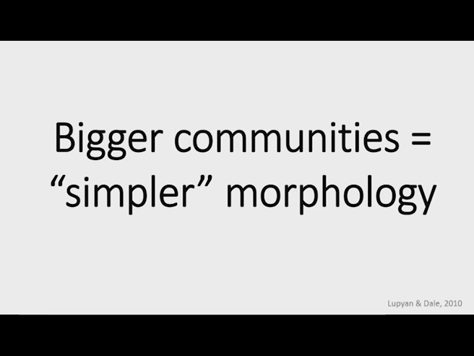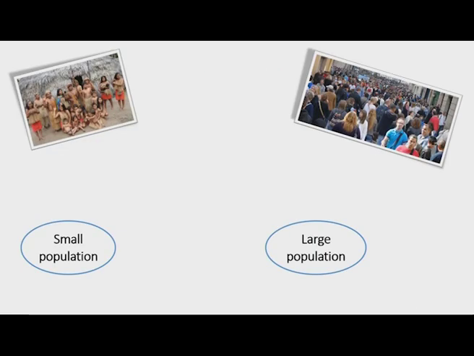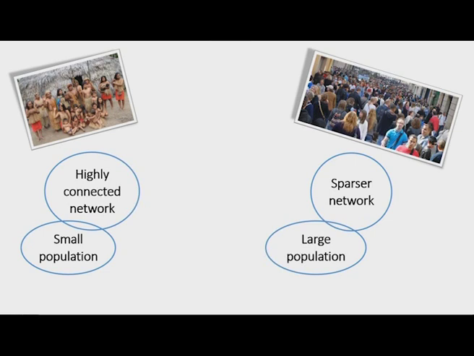So there seems to be an inverse relationship between how many people speak the language and its morphological complexity. But the problem is that we don't know whether it is the size of the community that drives this effect or something else, because community size in the real world is just one characteristic of a given society. It's confounded with many other social factors that tend to come together with population size. To give you a few examples, what often correlates with being a small or large population is, for example, the network structure.